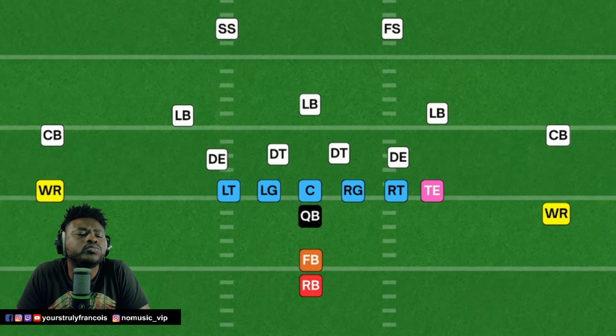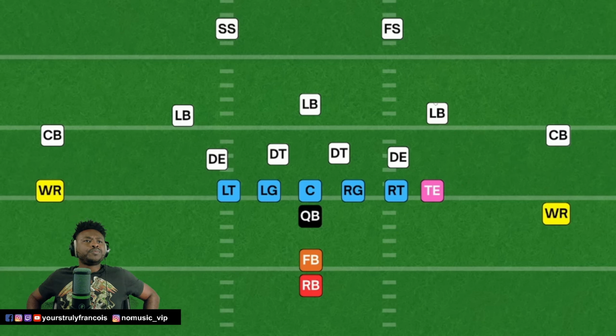Defenses might respond to a successful I formation by switching to something like a 4-4 formation, where a safety or cornerback is replaced with an extra linebacker or lineman.